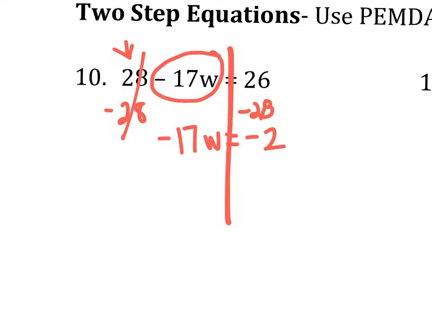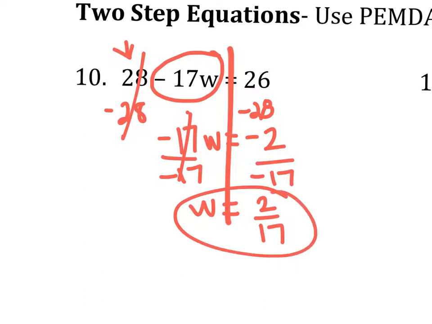Now, to show division, to make your life a lot easier, what I recommend you do is change that into something that looks like this. Divide by negative 17, divided by negative 17. This becomes 1, right? 17 divided by 17 is 1. And this becomes just 2 over 17. And it's positive because a negative divided by a negative is a positive.